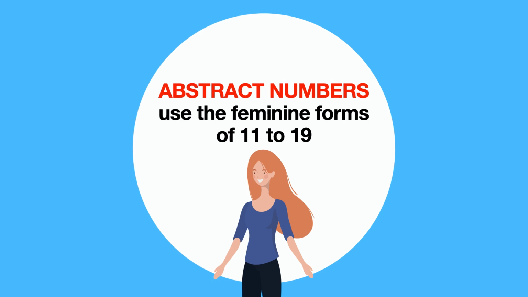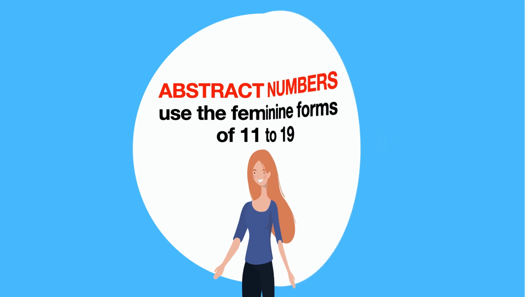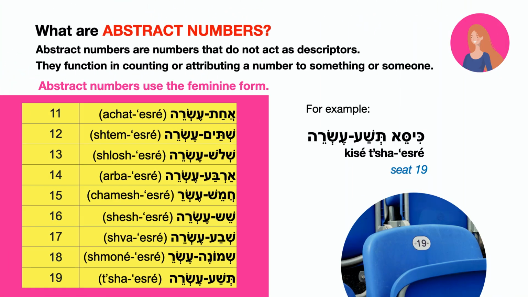Now we're going to look at the principle governing abstract numbers. Abstract numbers use the feminine forms of 11 to 19. So, what are abstract numbers? Abstract numbers are numbers that do not act as descriptors. They do not denote quantity. They only function in counting or attributing a number to something or someone.